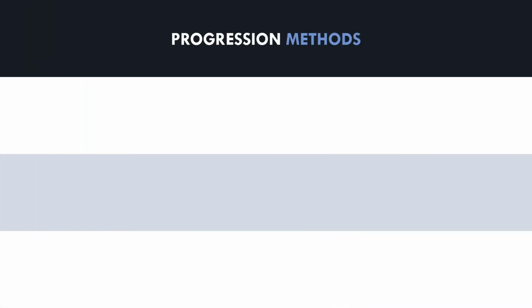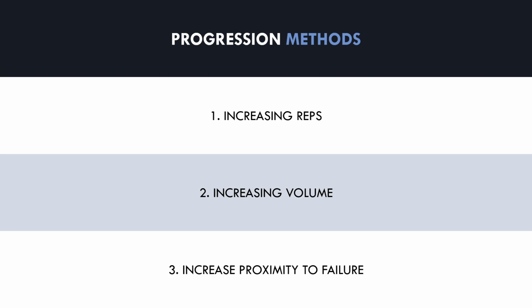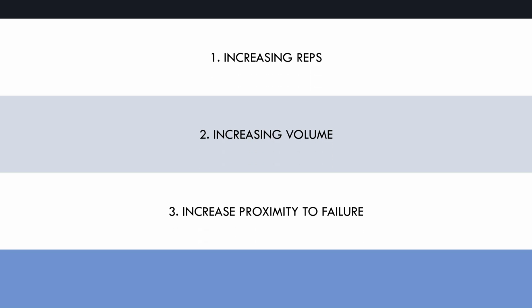Let's now explore how hypertrophy training can be progressed. There are 3 primary progression models that we will explore in this video. These are by increasing reps performed for each exercise, increasing weekly volume, or increasing the proximity to failure. We'll now cover these 3 methods in detail.